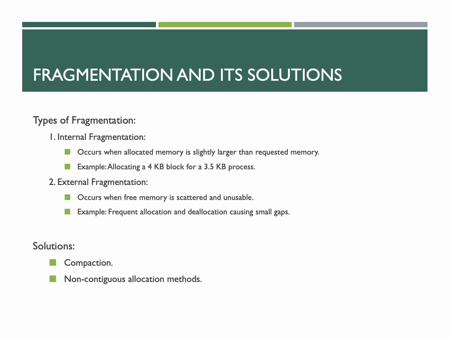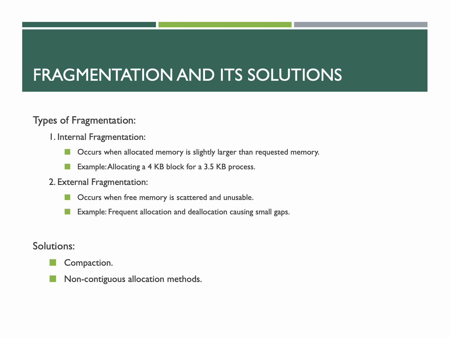External fragmentation happens when free memory becomes scattered across different locations, making it unusable for processes that require larger continuous blocks. For example, frequent allocation and deallocation of memory can create small gaps between used memory blocks, which cannot accommodate larger processes.